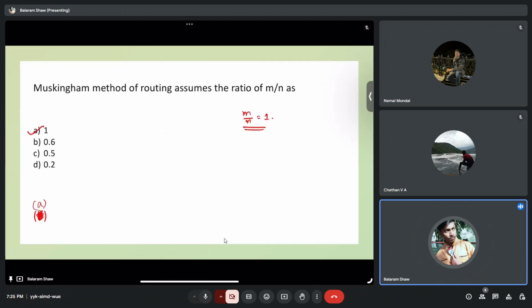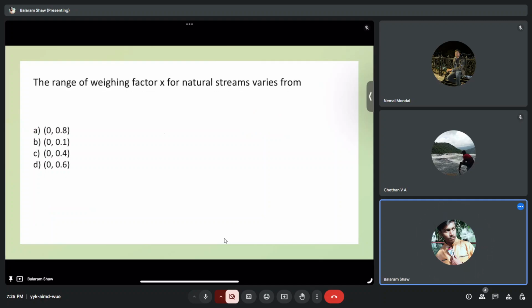The range of weighing factor X for natural streams varies from, we have seen that it varies from 0 to 0.4. Right? So this is information just given. The correct answer would be C, that is 0 to 0.4.